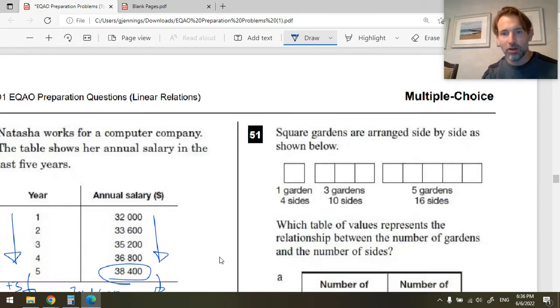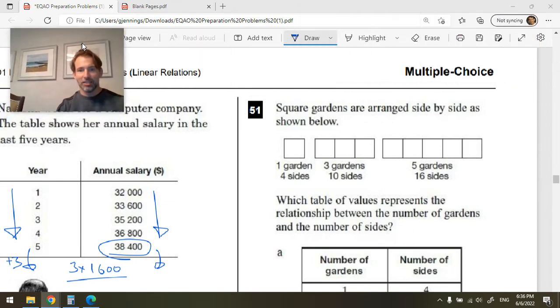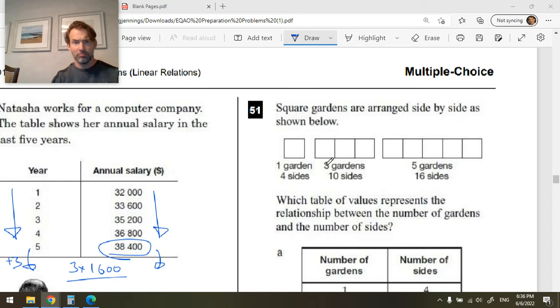All right. Square gardens are arranged side by side, as shown below. One garden has 4 sides. 3 gardens have 10 sides. Okay, 5 gardens have 16 sides. Oh, like exterior sides. Okay. Wait, what? Well, they share sides. Okay, which table of values? Because we need to do these. These are interior sides. Okay.